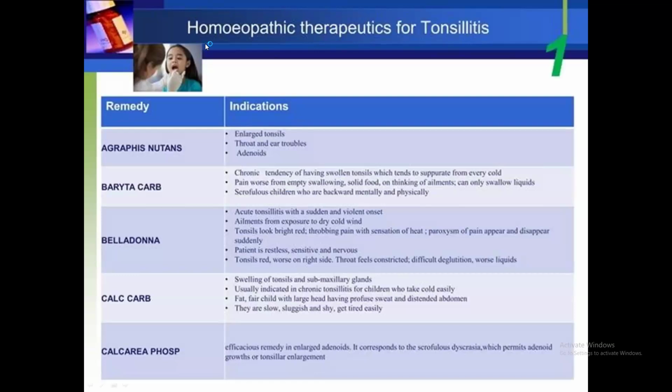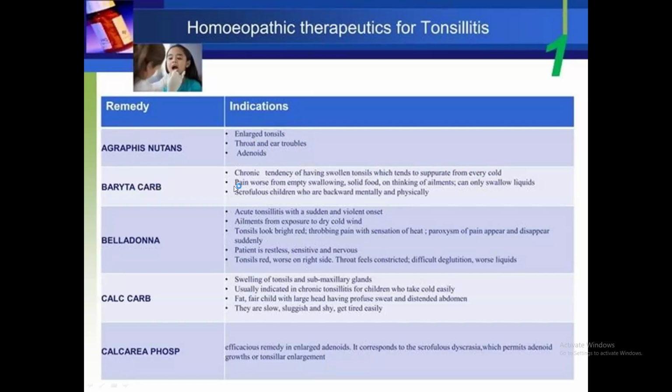Then after the homeopathic repertorization and homeopathic case taking, there are some five marks remedy which are put forward, that is, homeopathic therapeutics for tonsillitis as well as adenoids. First is Agaricus nutans. In this condition, there are enlarged tonsils with throat and ear troubles, and the patient is suffering from repeated attacks of adenoids.